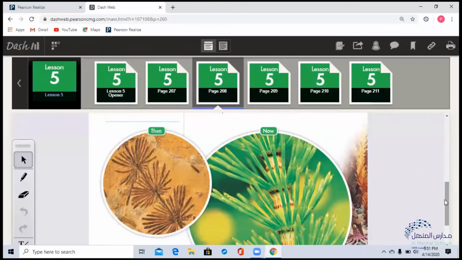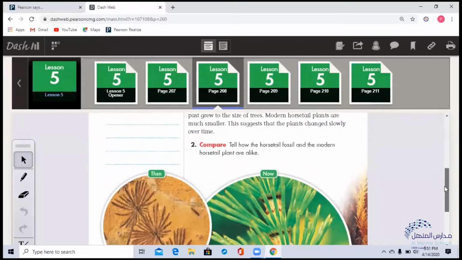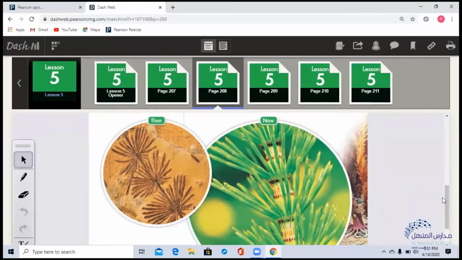So if we look at the plant on the bottom, the horsetail fossil looks like that, but in the past, it might have been as big as a tree. Today, it just grows a few meters or even a few centimeters high. So in the past, it might have grown very big, and now it is very small. So we know that plants also evolve, as do animals.